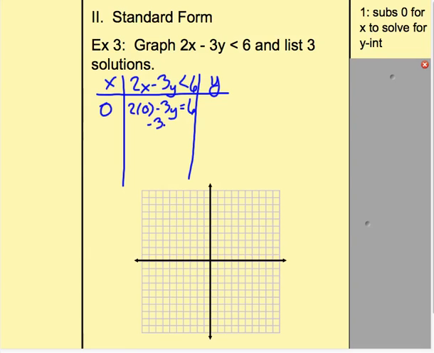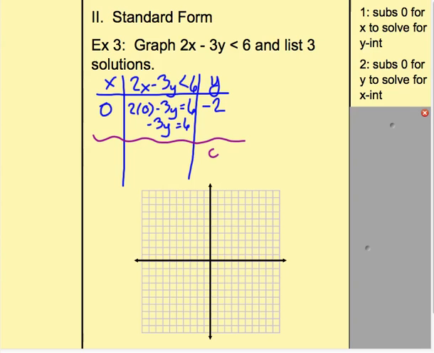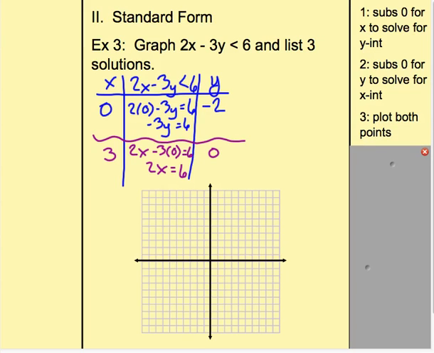So we've got negative 3y equals 6. Dividing both sides by negative 3, we get y equals negative 2. Solving for our x-intercept, we substitute 0 for y. So we have 2x minus 3 times 0 equals 6, or 2x equals 6. Dividing both sides by 2, we get an x-intercept of 3. So we plot both ordered pairs on our graph. 0, negative 2 was our y-intercept, and 3, 0 is our x-intercept.